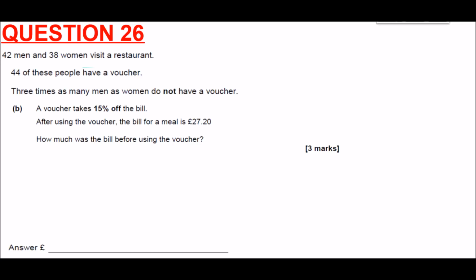Now part B is about this voucher again. So it says, a voucher takes 15% off the bill. After using the voucher, the bill for a meal is £27.20. It says, how much was the bill before using the voucher? So this is a reverse percentage question, because a percentage change has already been applied.